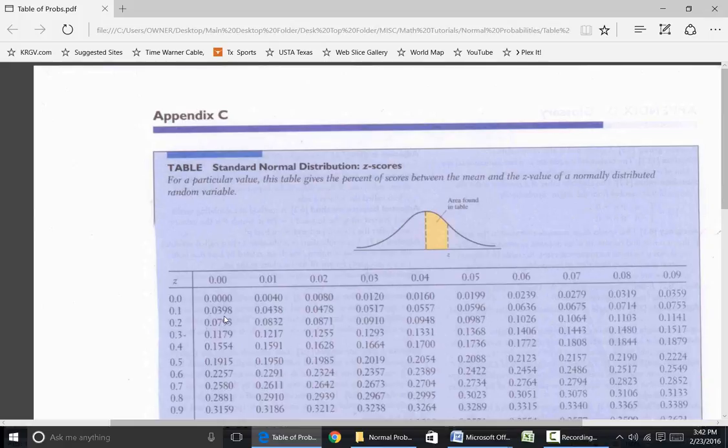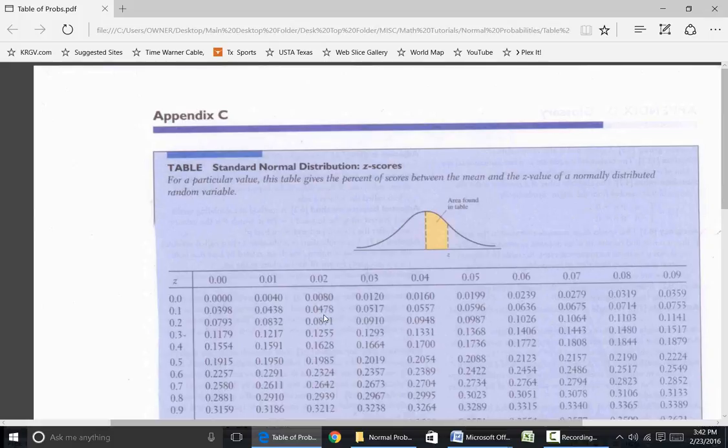Now, if the z-value was 0.12, then I would again still find the 0.1, and then I would have to go over to the third column right there, and that would give me 0.12, which would be 0.0478 to 4 places. And again, if it's a percent, I would give 4.78% and so forth. That's the way the table works.